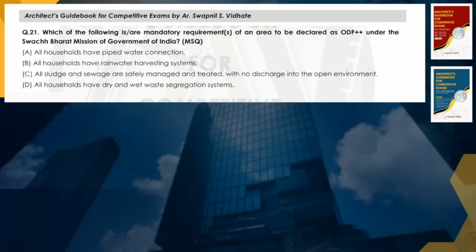Question 21. Which of the following is or are mandatory requirement or requirements of an area to be declared as ODF plus plus under Swachh Bharat Mission of Government of India? Again, it is a multiple select question. Option A, all households have piped water connection. B, all households have rainwater harvesting system. Option C, all sludge and sewage are safely managed and treated with no discharge into the open environment. Option D, all households have dry and wet waste segregation systems.